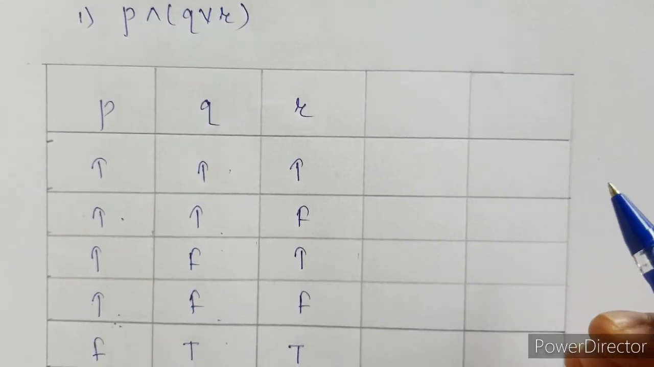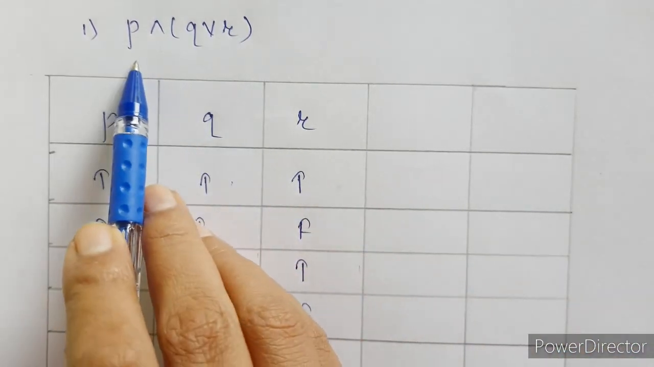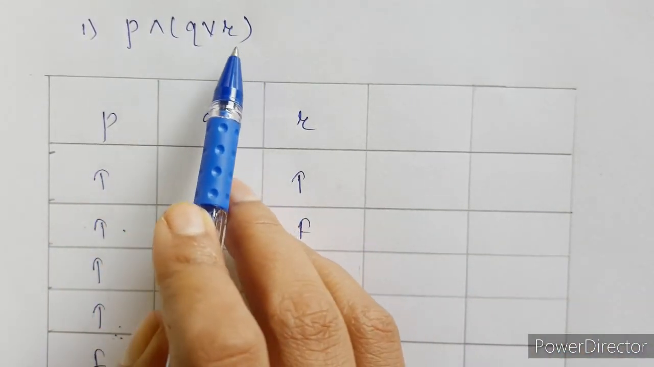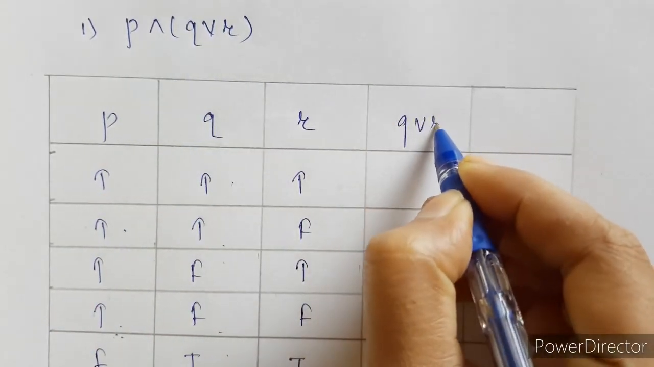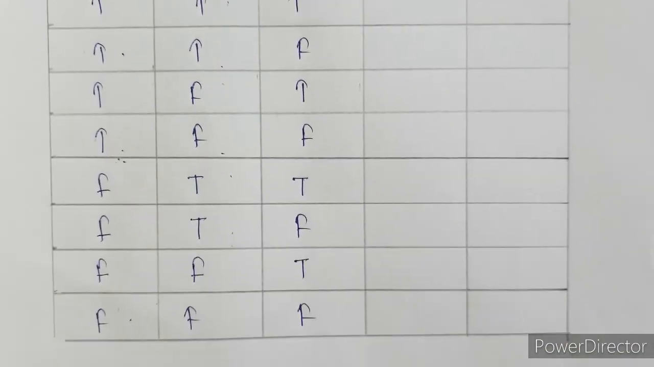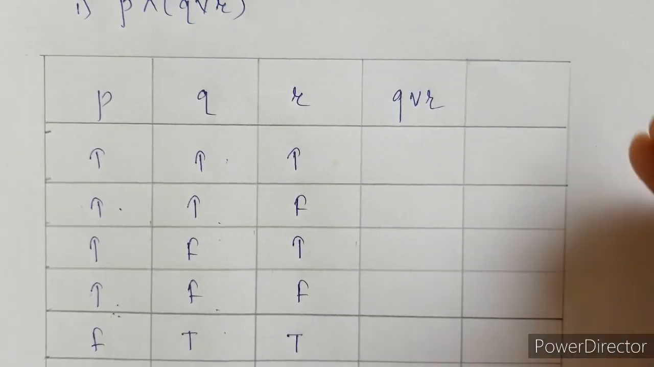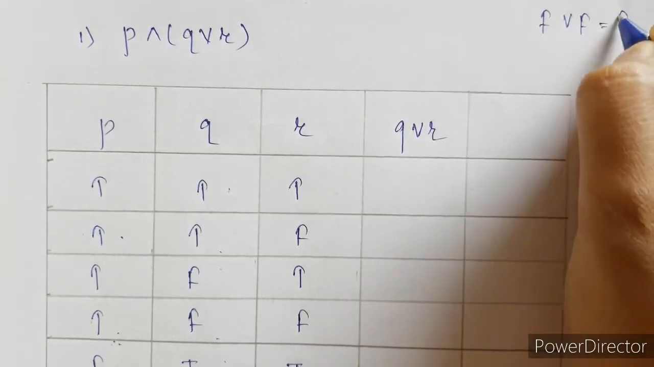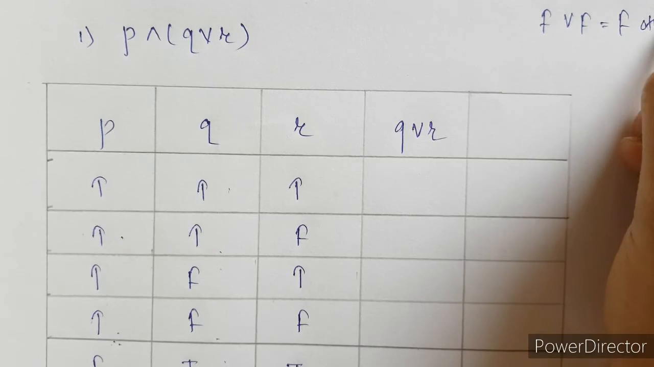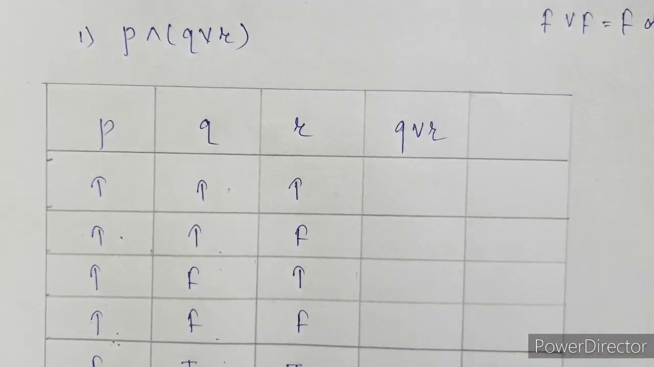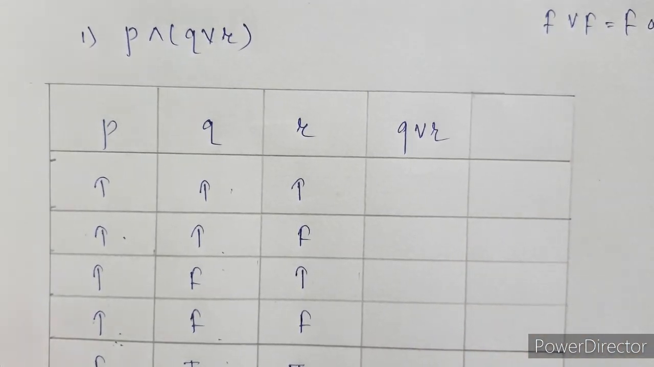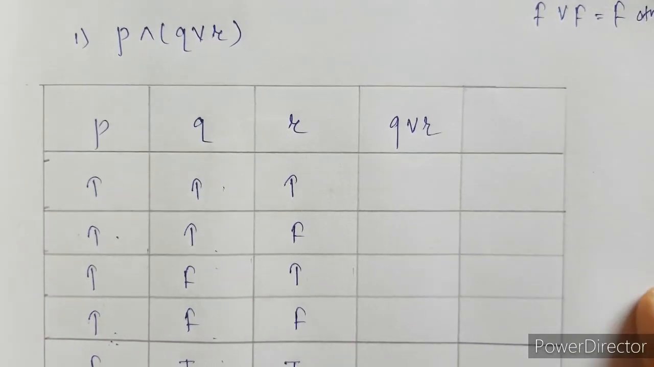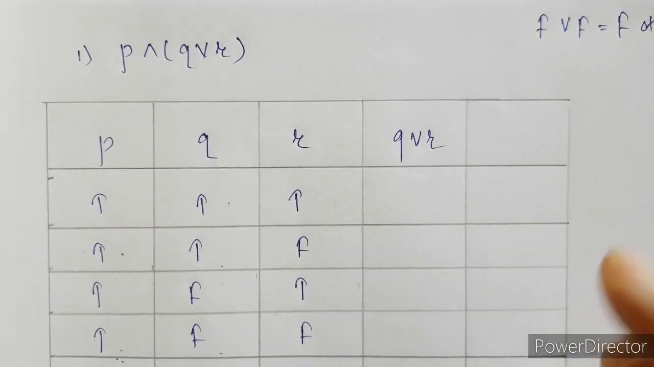Now let's come back to the question. We have to find P and Q or R. So always start with the bracket first. So we'll start with Q or R. Now what is the condition for OR? In case of OR, only false or false is false, otherwise for all other cases it is true.